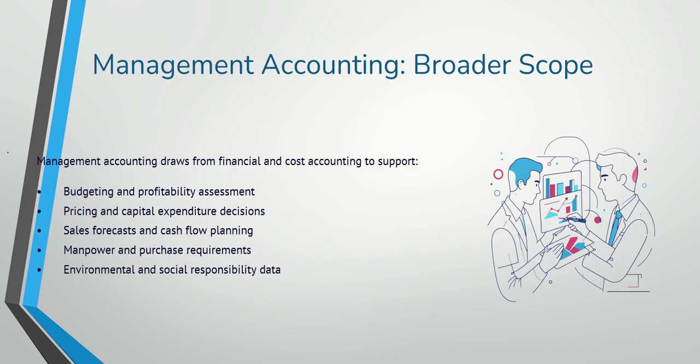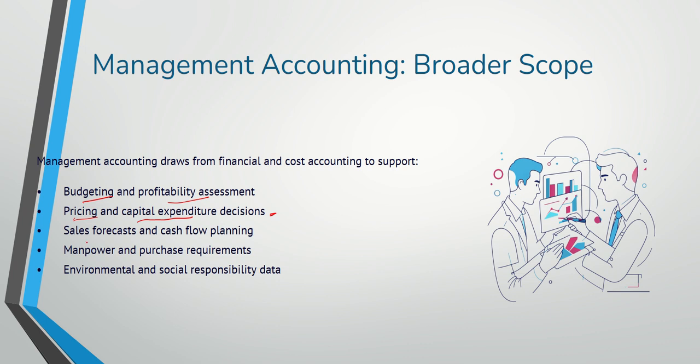So in order to prepare budget and assess profit, management accounting will be used. And then to know the pricing and to decide on capital expenditure. Capital expenditure is nothing but spending on assets that will benefit or give value for more than a year. Okay, supposing I buy a machinery, the machinery I will use it for more than a year, so that will be capital expenditure. Usually capital expenditures are heavy expenditure, so in order to make such decisions, management accounting will be used.